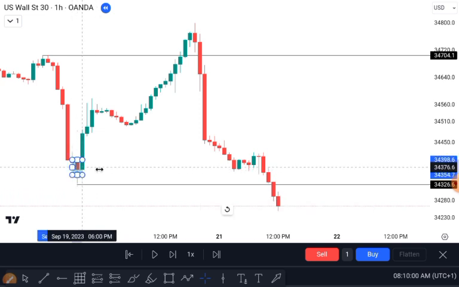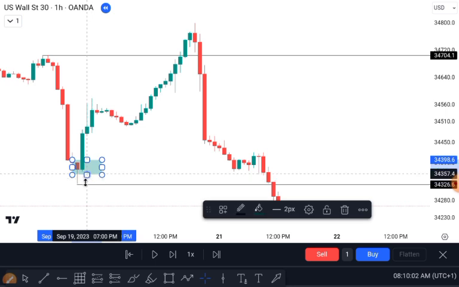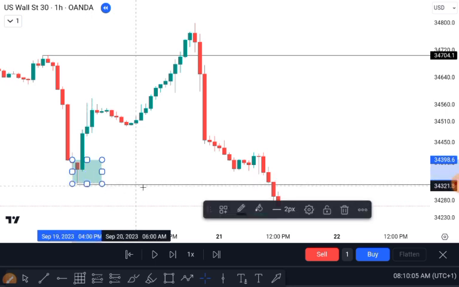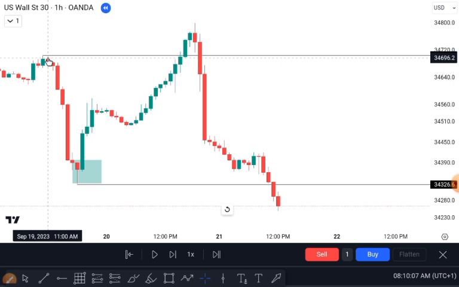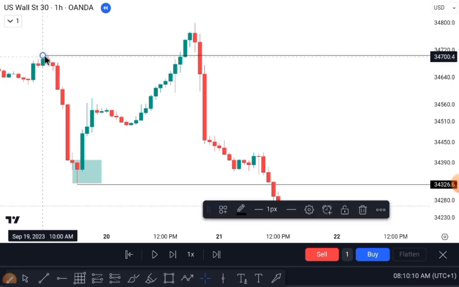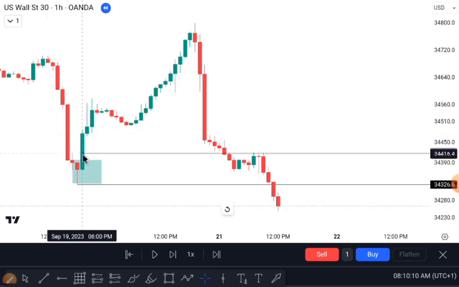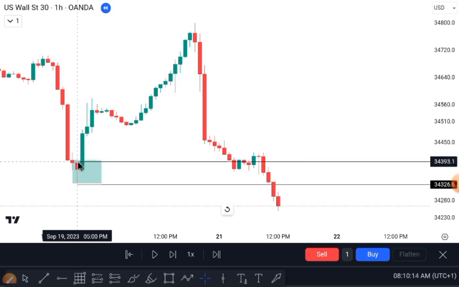Okay, so what are you going to do? You want to mark this candle. You want to mark the high and the low of that candle. Okay, so we have marked the high and the low of this candle.